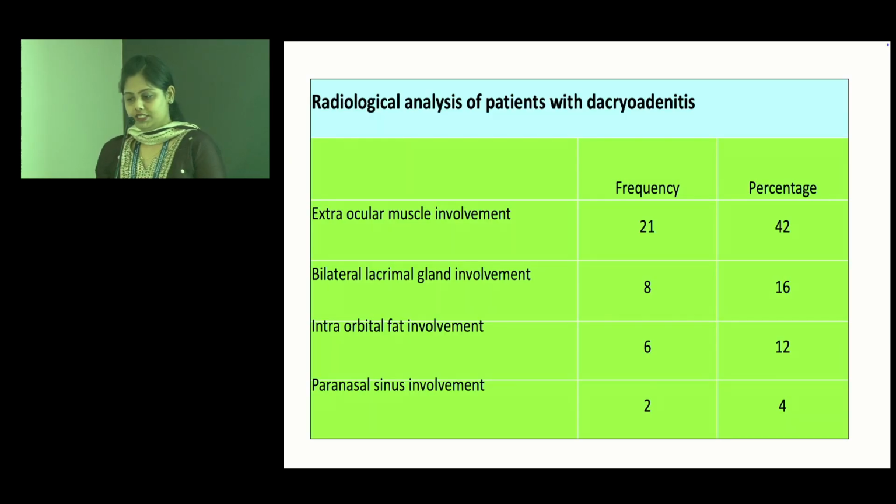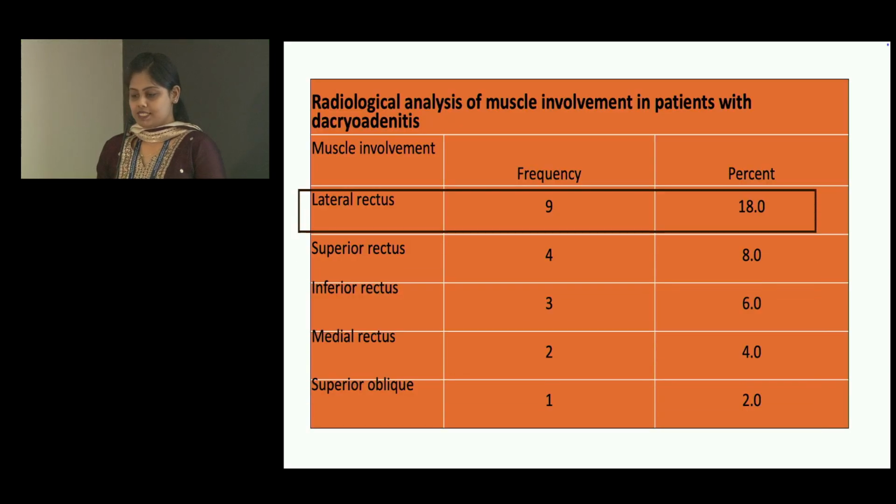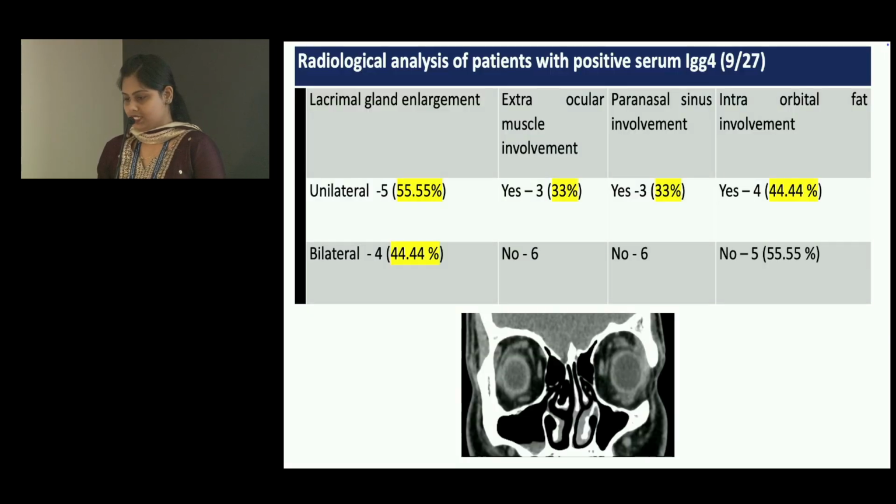Looking at the radiology, out of 50 patients, 21 had extraocular muscle involvement, 8 had bilateral lacrimal gland involvement, 6 had intraorbital fat involvement, and 2 had paranasal sinus involvement. Lateral rectus muscle was the most commonly involved muscle in patients with dacryoadenitis.